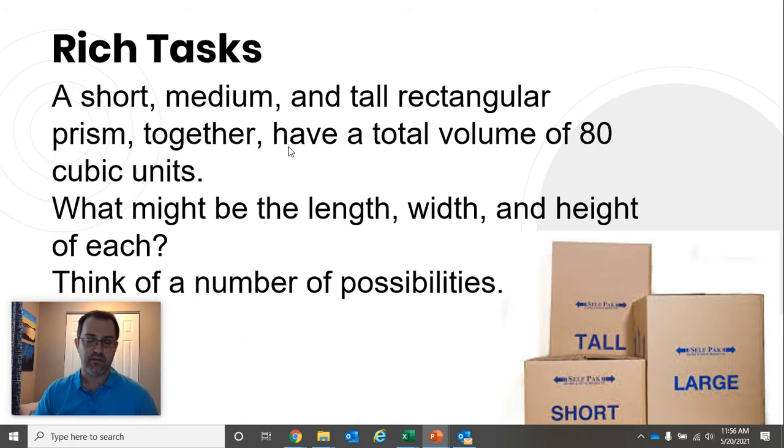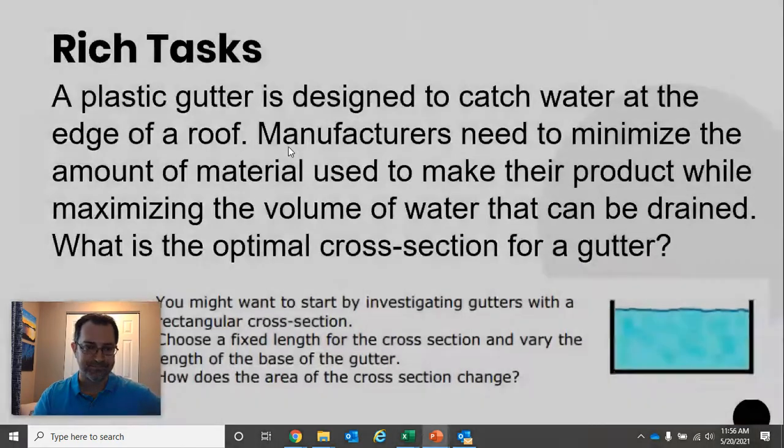Once you've come up with one answer, can you come up with another one? Can you come up with one where one of the boxes is really small? Can you come up with an example where one of the boxes is a cube? Can you come up with an example where all of the boxes are a cube? What are the different things you can do with it? So lots of possibilities for extensions here.